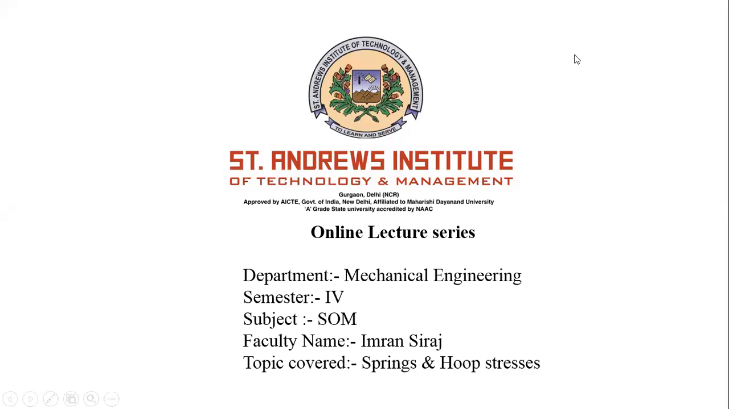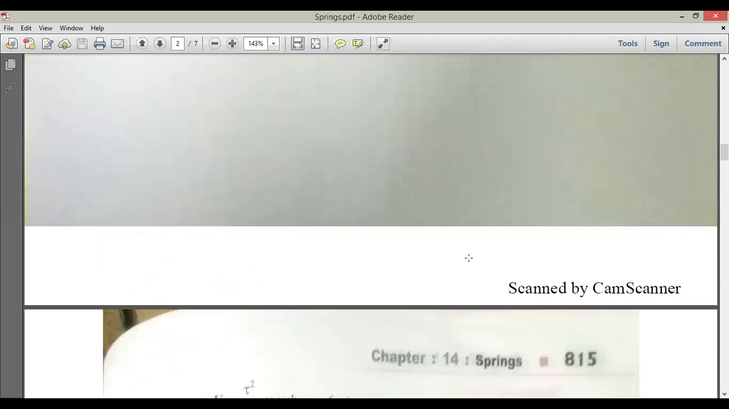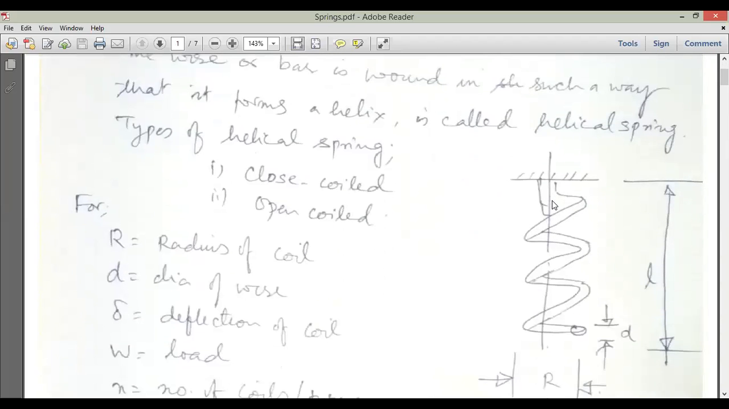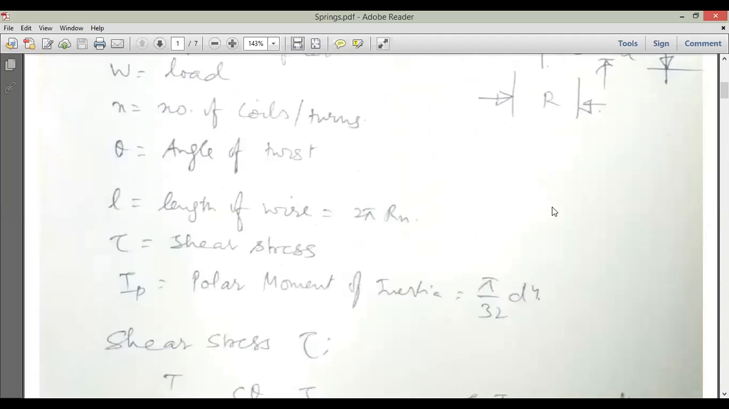Hello and welcome again. This is the fourth unit of standard material in which we are studying springs and stresses. Yesterday we discussed the different types of springs, how they are loaded, what the deflections are, and the stress developed. This is the helical spring that we were discussing, closed coiled and open coiled.